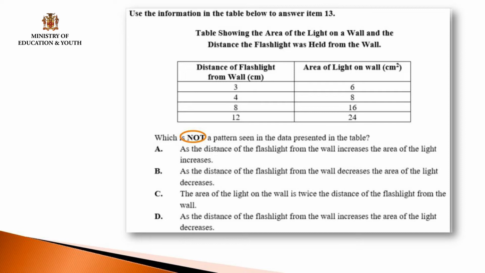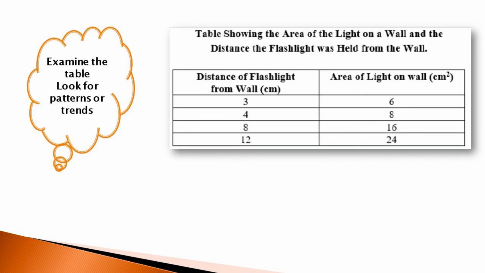So the question is saying which is not a pattern. So remember, looking for instructions in our questions to see what it's asking us to do. So we're looking for what is not a pattern. So again, as we have demonstrated, we want to look closely at the information given in the table. All right, so look at this and tell me what you see. Can you see any patterns?